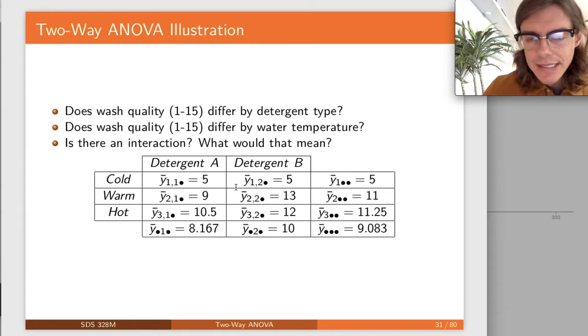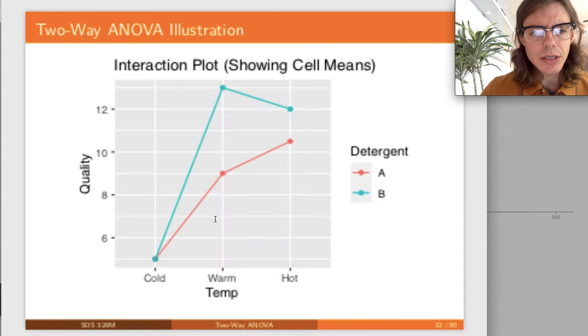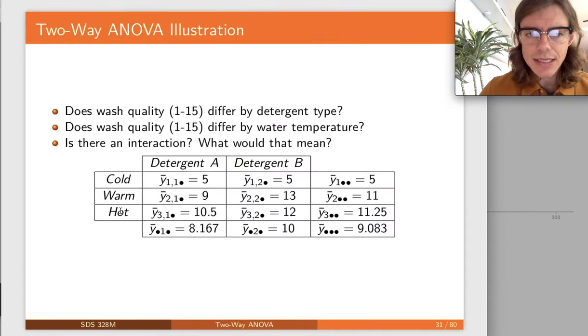You can also plot these cell means. These plots are going to be huge later, but I just want to show you what happens if we plot these cell means. Imagine that we put detergent type on the x-axis. Actually, let's do it the other way. Let's put temperature on the x-axis, and then let's put detergent type on the y-axis. And let's plot these cell means.